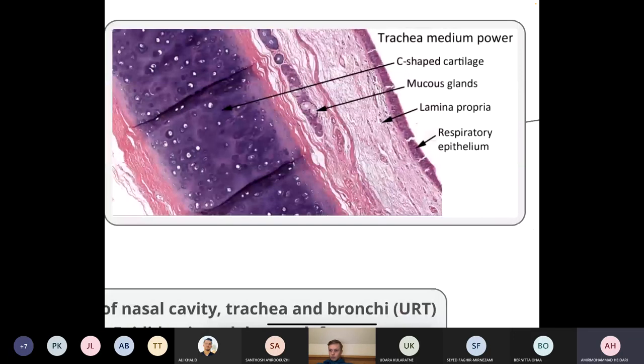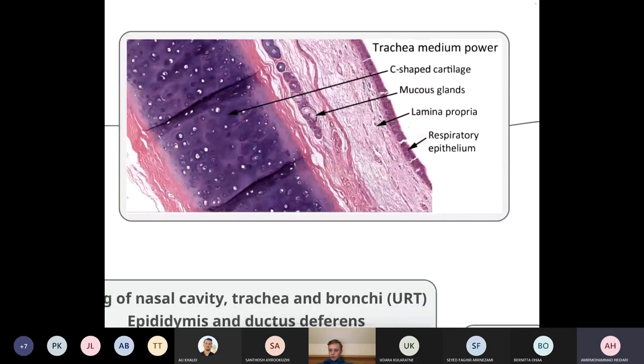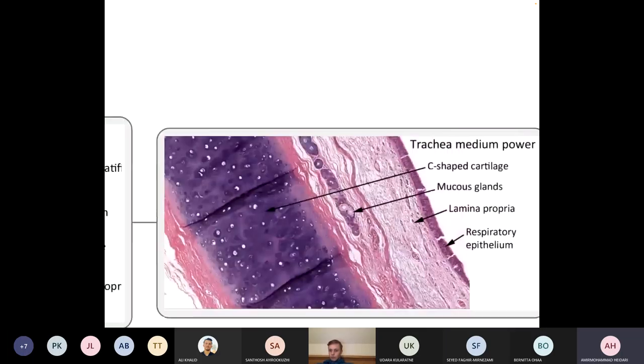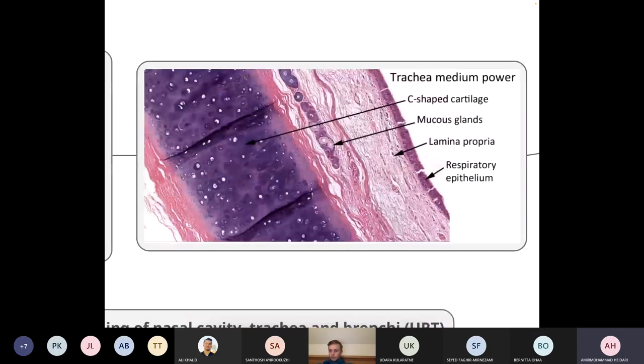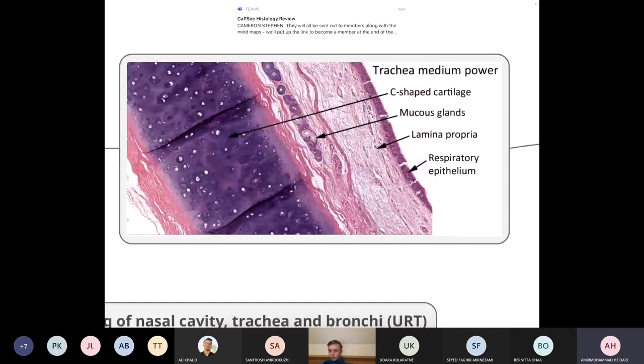This is also a very popular slide, so please do study it. This is the trachea. You can see the hyaline cartilage, which you will cover in PB session 6.